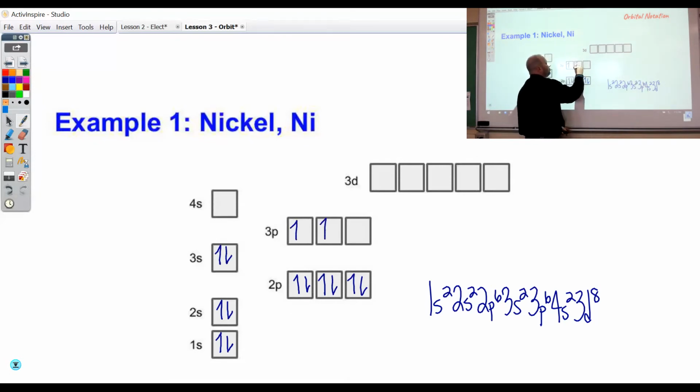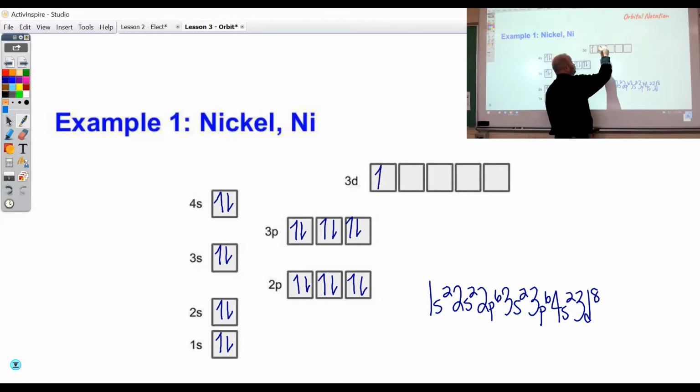3p6, 1, 2, 3, 4, 5, 6. 4s2, that means 1 points up, 1 points down. And then 3d8. So we're going to start always going up first. 1, 2, 3, 4, 5, 6, 7, 8.